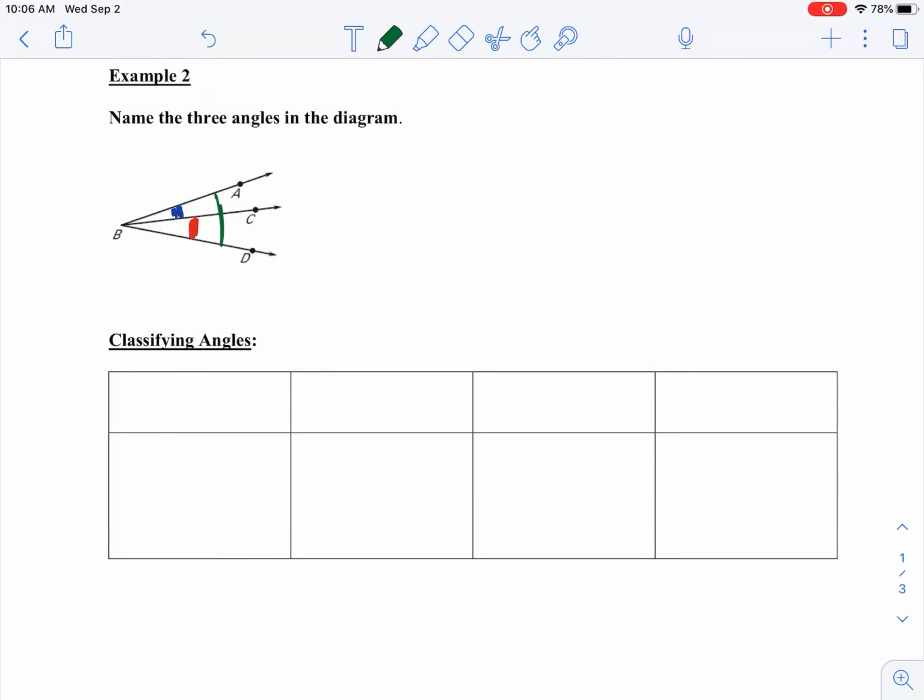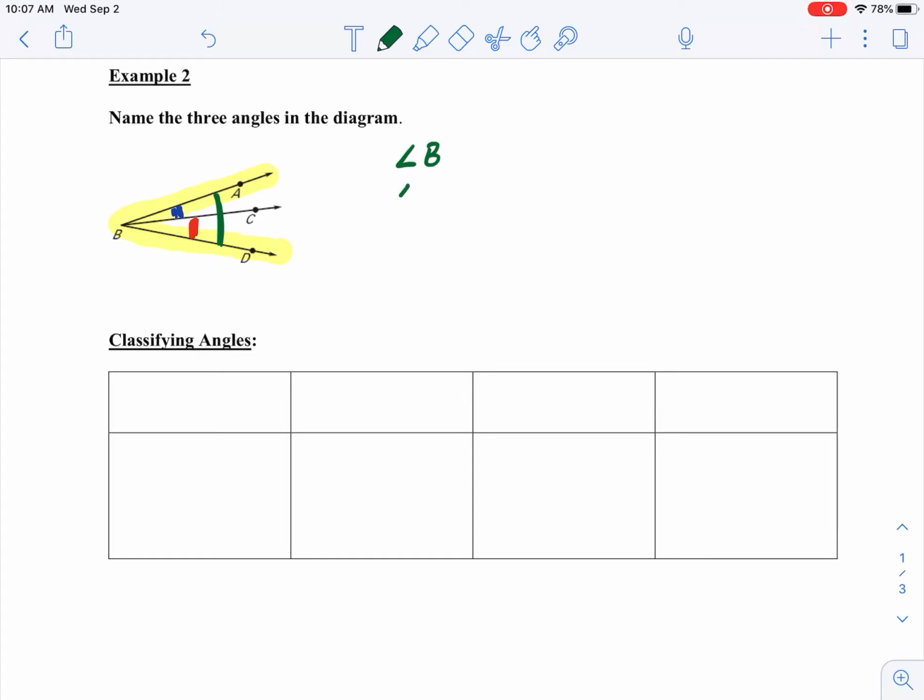And then the last one I'm seeing is this one that goes all the way across. So I'm going to start off by trying to name that bigger angle, the green one here. The one specifically I'm talking about is this bigger angle here. If I were to name that angle, from the last example, you would say, well, Mr. Keeney, I have three possible names.